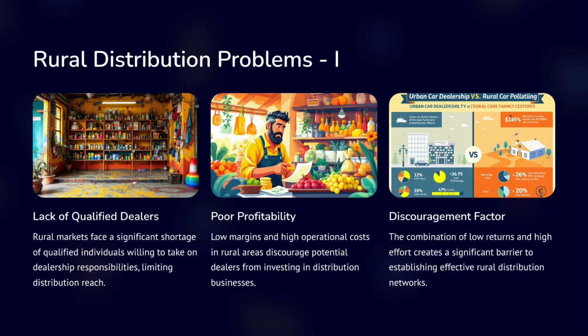Problems in rural distribution. One of the main problems in rural distribution is the lack of dealers. Many companies find it hard to get good and trustworthy sellers in villages. Even if a company wants to train people from the beginning, it is not always easy to find the right ones. Another issue is that many small village shops do not earn enough money, which makes it harder to keep dealers or attract new ones.